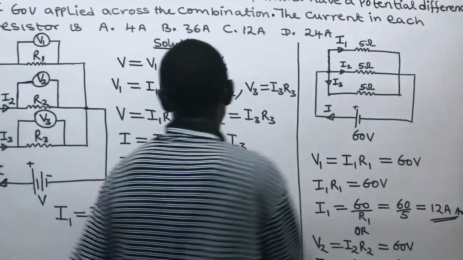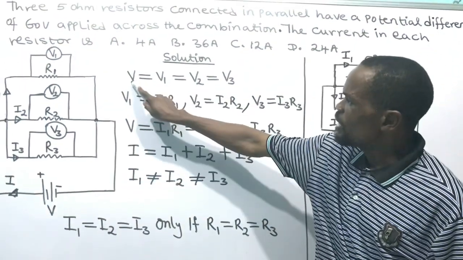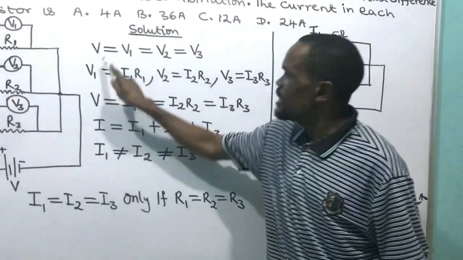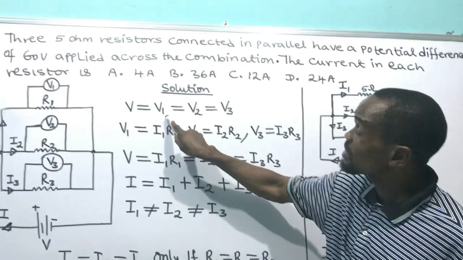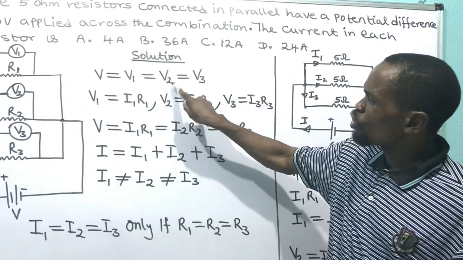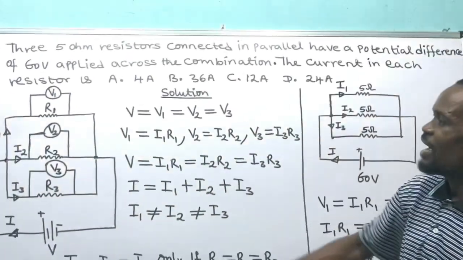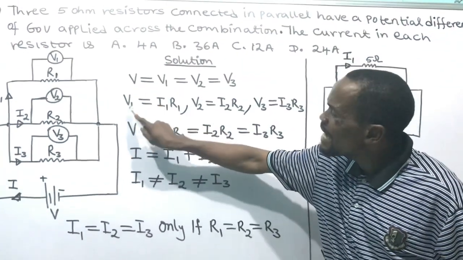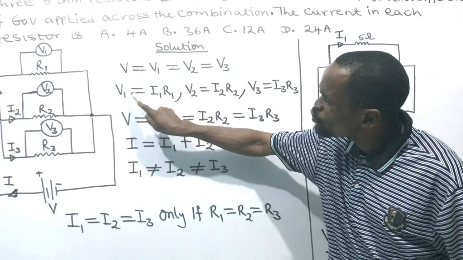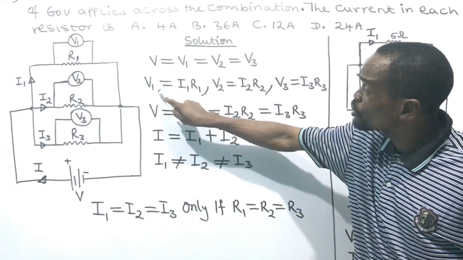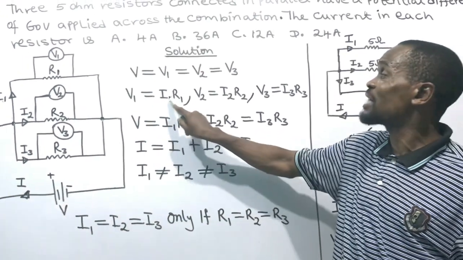Come over here. I noted this to you: V, which is the voltage supply, is equal to the voltage drop across resistance 1, and is equal to the voltage drop across resistance 2, and equal to the voltage drop across resistance 3. And I come back to tell you why the voltage drop across resistance 1 is equal to resistance 1 times current 1.